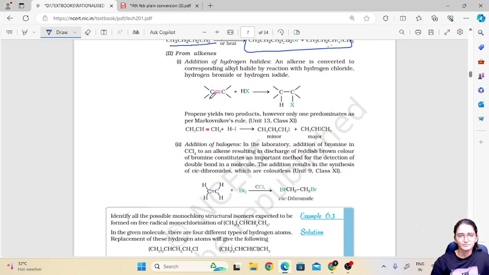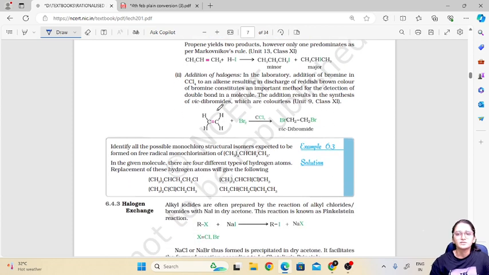Then from alkenes, if you have symmetrical alkene. Symmetrical alkene means either side of the double bond we have the same condition. So here we can see the same conditions. So this is a symmetrical alkene. When we add hydrogen halide to it, for example hydrogen chloride, hydrogen bromide, hydrogen iodide, hydrogen will go and attach to one of the carbons, and halogen will go and attach to the other carbon. The double bond will break. So we get this type of compound here. One hydrogen and halogen will add to the respective carbons.